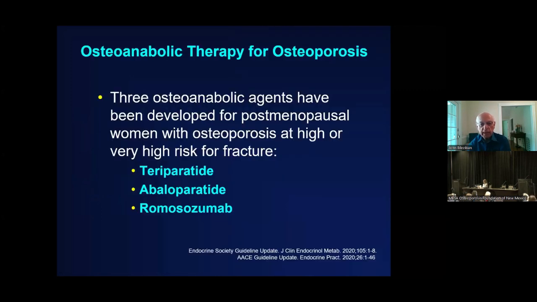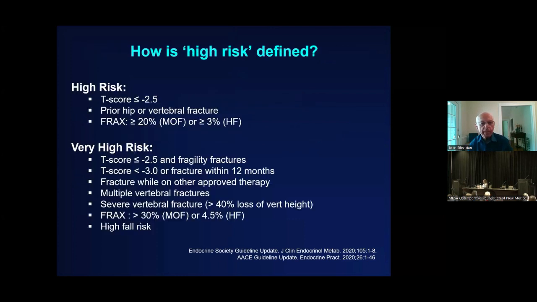There are 3 osteoanabolic agents available now that are attempting to reach that goal. And as you know, they are teriparatide, abaloparatide, and romosozumab. These drugs are used in individuals who are at high or at very high risk. And there are many organizations that have offered definitions of what we mean when we say high risk or very high risk. Almost by definition, anyone who's going to be treated for osteoporosis is at high risk.